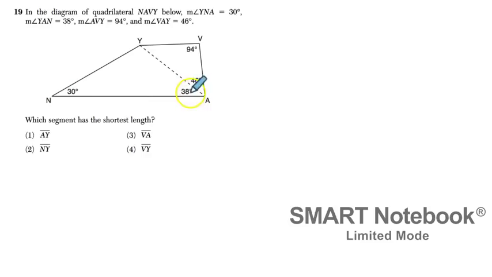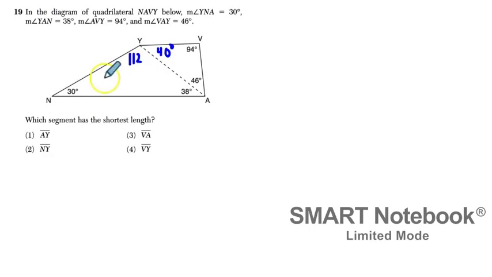So if this is 30, that's 38. Together, they're 68. Angles have to add up to 180. So 180 minus 68 is 112, which would be the measure of angle NYA. Similarly, angle V is 94, and angle YAV is 46. 94 plus 46 is 140. 180 minus 140 is 40 degrees. So angle VYA is 40 degrees.